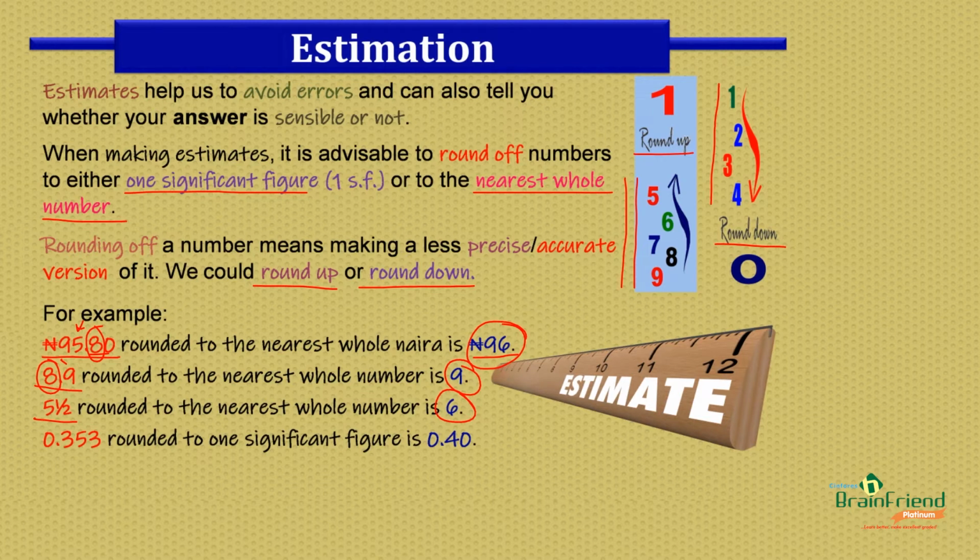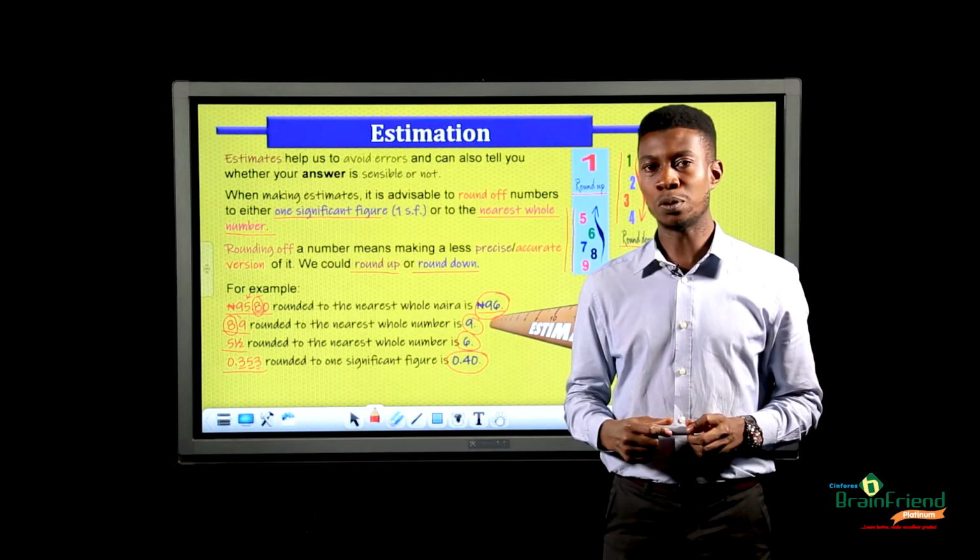And lastly, we have 0.353 rounded to one significant figure. Now, we have 3 significant figures in this number, but we are only interested in one significant figure. So, the next digit after the first significant figure is a 5. And what do we do to a 5? We add to the next number, we round up. So, our number becomes 0.40. I hope those explanations were clear. Let's go on to look at some more examples.